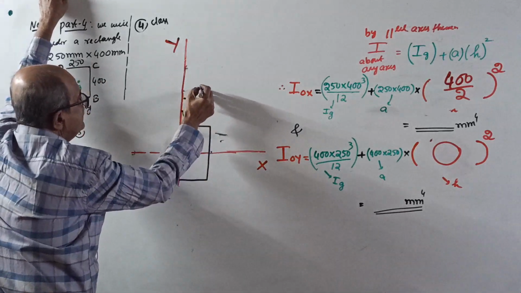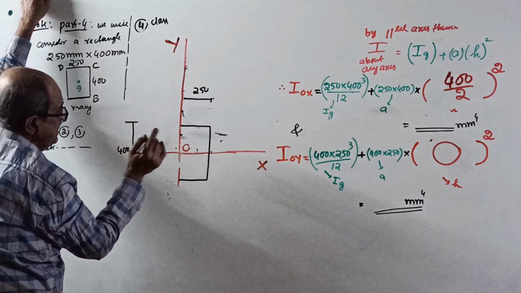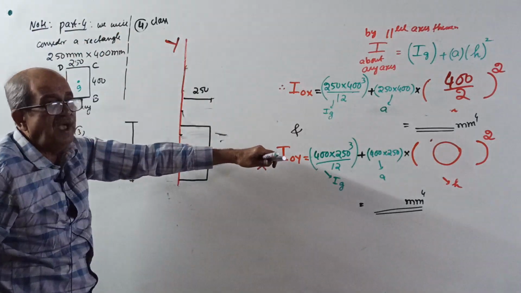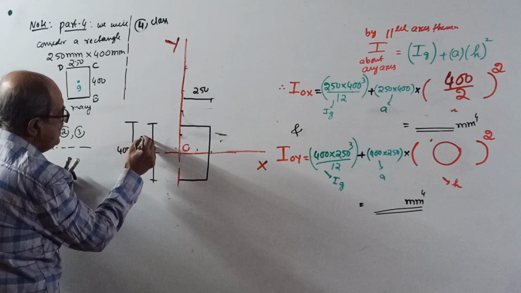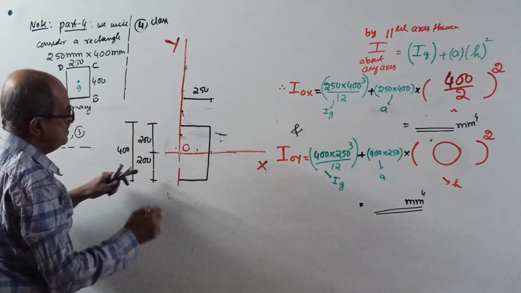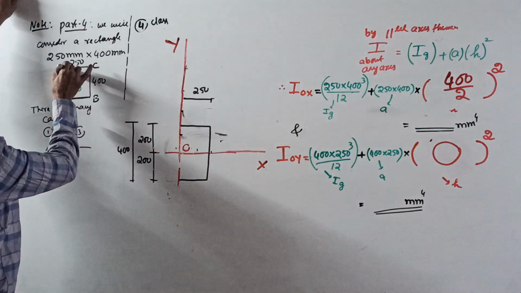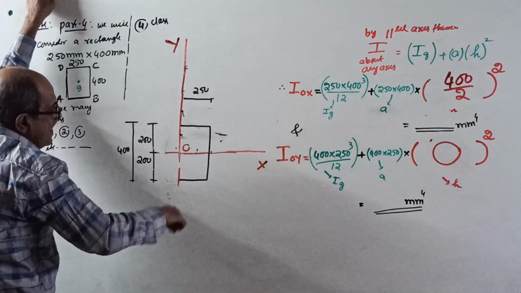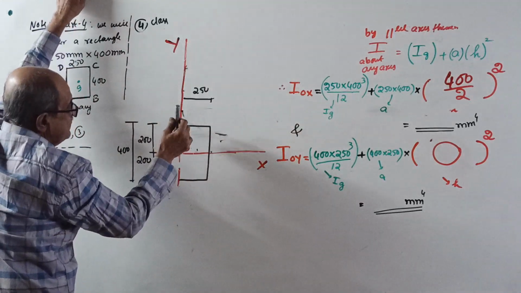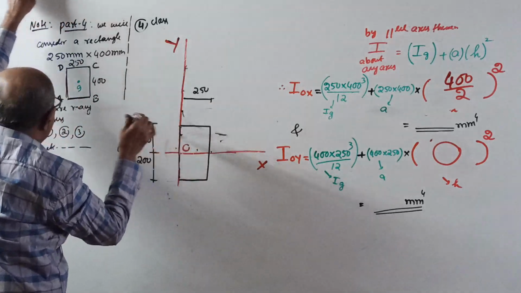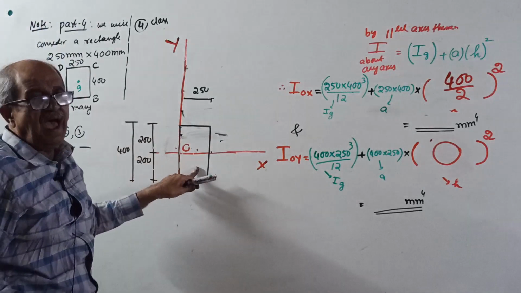250 here, out of scale, and 400 here. The question says symmetrically with respect to the OX axis, therefore each of them is 200, 200. And then AD touches the OY axis. This side AD touches the OY axis and is symmetric with respect to OX, as shown in the figure.